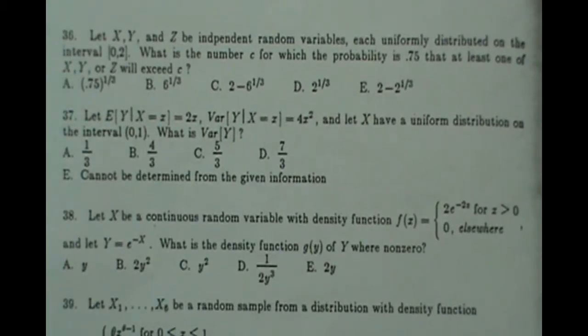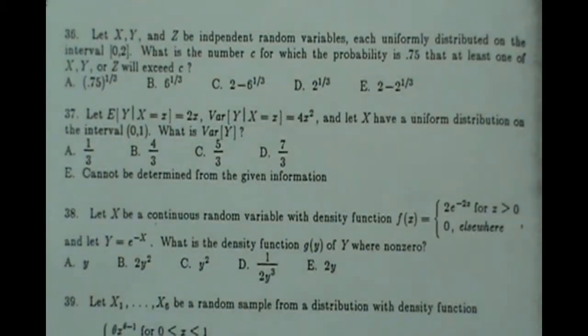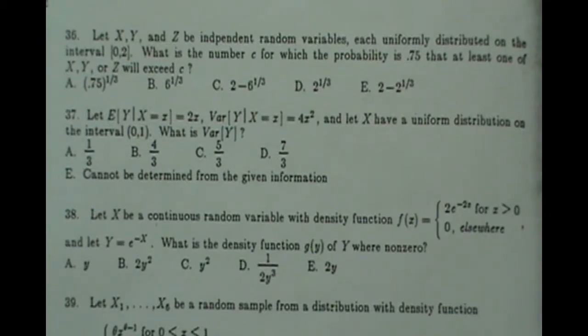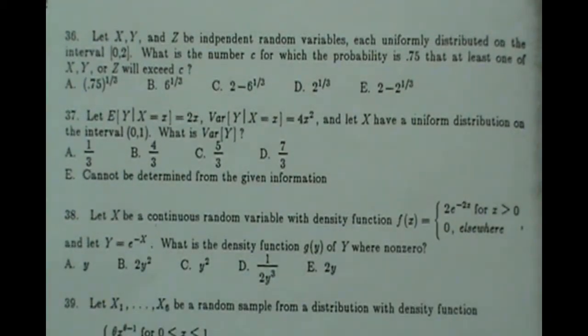Number 37. Let the expected value of Y given X equal 2X, the variance of Y given X equal 4X squared, and let X have a uniform distribution on the interval 0 to 1. What is the variance of Y?